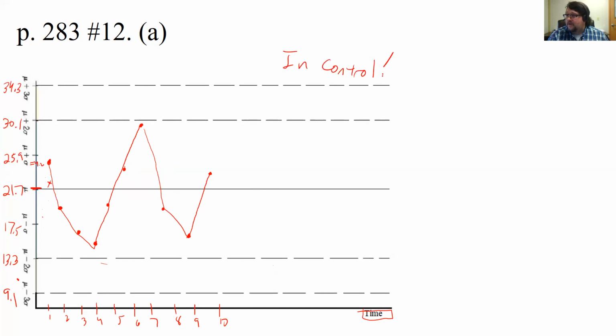So we're good there. All right, I'm going to write down these numbers because I think we're going to have to do the same thing again, and I don't want to recalculate them all. So 21.7, 25.9, 30.1, 34.3, 17.5, 13.3, and 9.1.